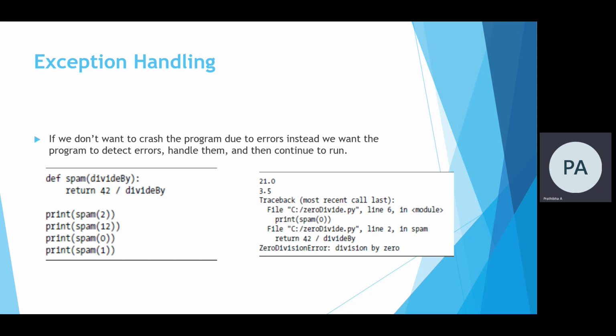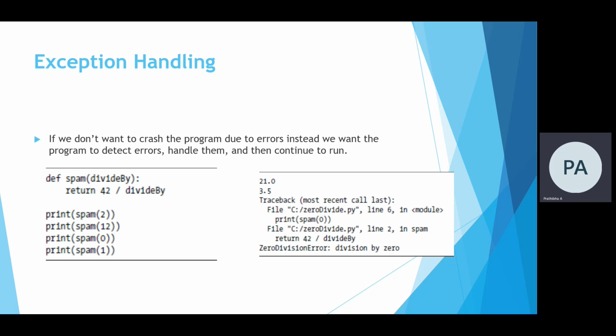Again, when I call it a second time with spam(12), I pass the argument 12 and 42 is divided by 12. So again it returns a value, and the result printed by the print statement is 3.5. But when I try print(spam(0)), I pass the value 0, and when I try to divide 42 by 0, it is not a proper division, so it will give an error.